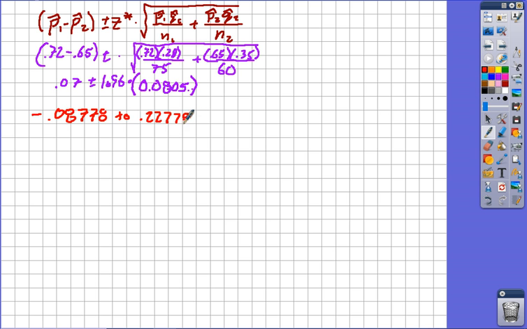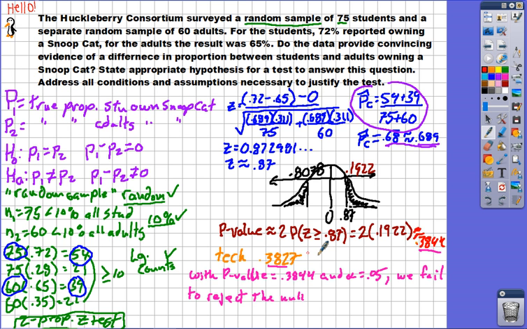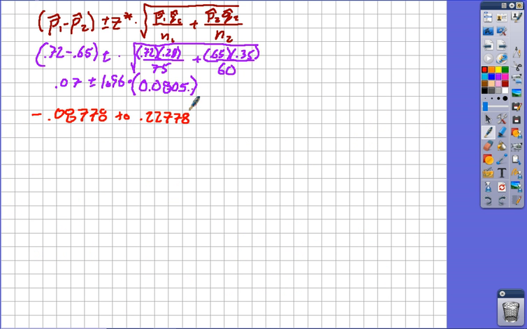So there's our confidence interval. We are 95% confident that the true proportion of difference between students and adults that own Snoop cats is between negative 8.8% and 22.8%. And is that consistent with what we got back here? Remember, back here, we failed to reject. We didn't find sufficient evidence that it was different, that there was no difference of 0. Well, if we go here, 0 is within this confidence interval. So because 0 is within that confidence interval, yes, it is consistent with that result.